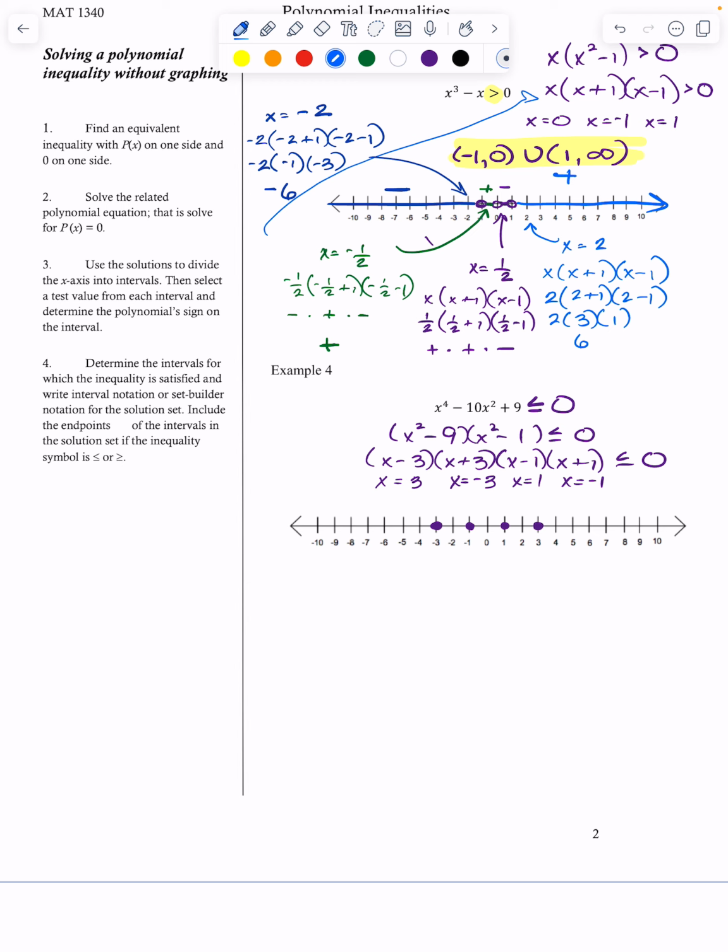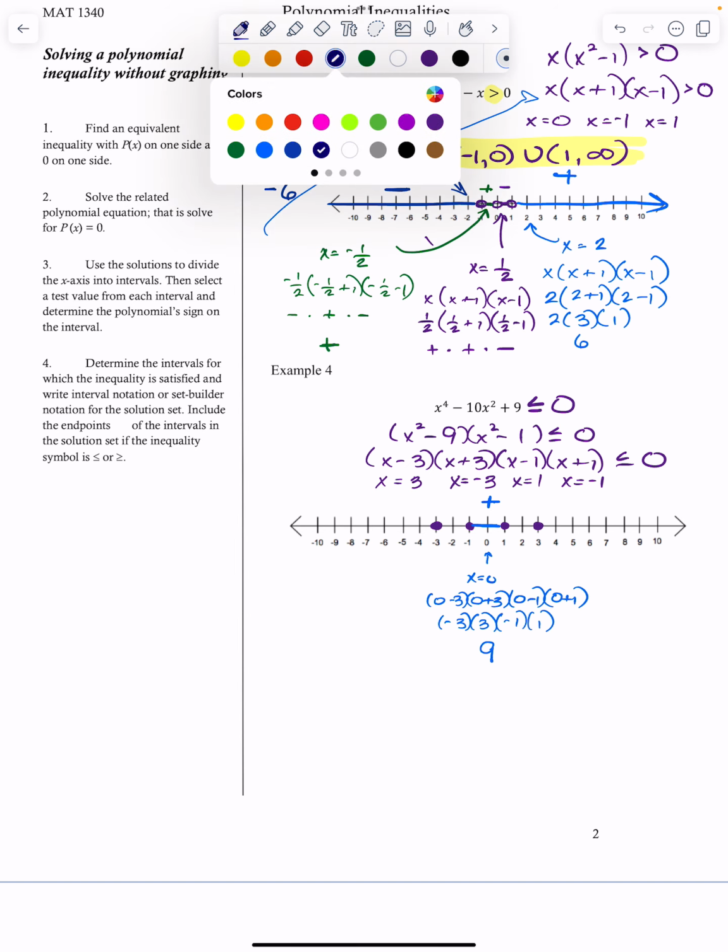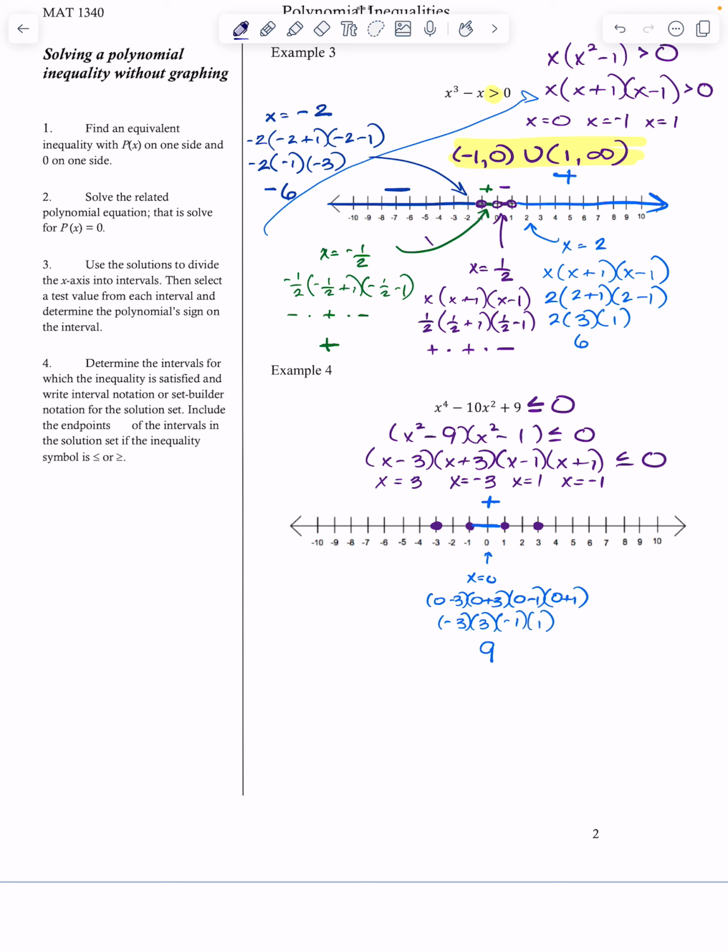I am going to go ahead and start with x equals 0, because that's in this middle interval, and 0 is easy to use. I got 0 minus 3, 0 plus 3, 0 minus 1, 0 plus 1. I could have really just gone to the original, because we should get 9, right? So it's positive between -1 and 1. It's 0 at those endpoints, the -1 and 1. Again, that's why we've got them represented as closed circles.